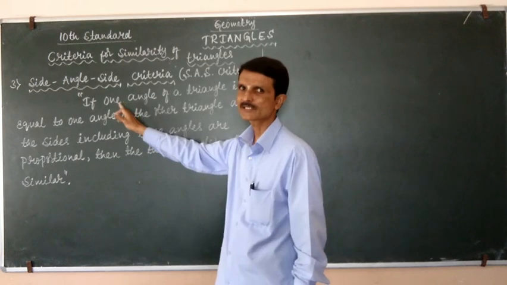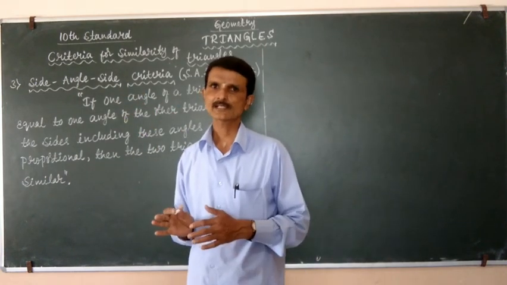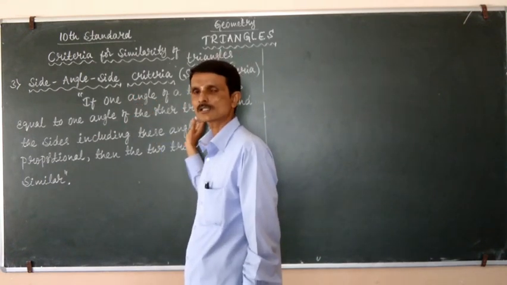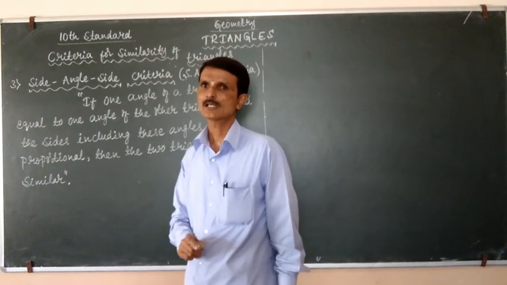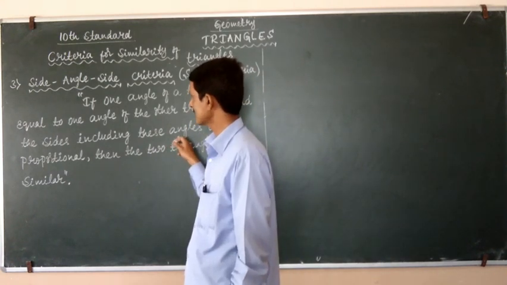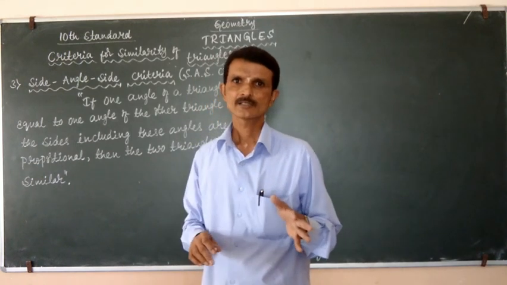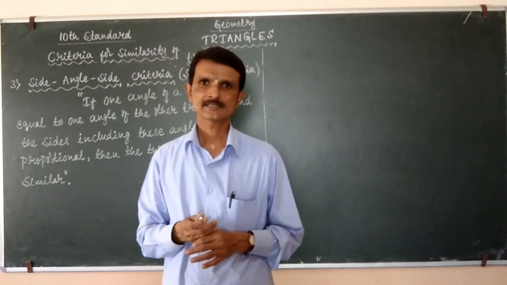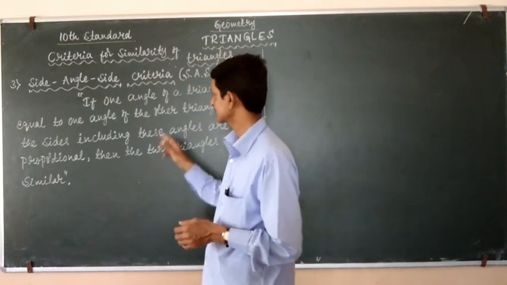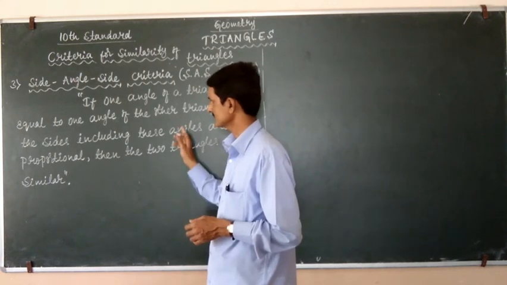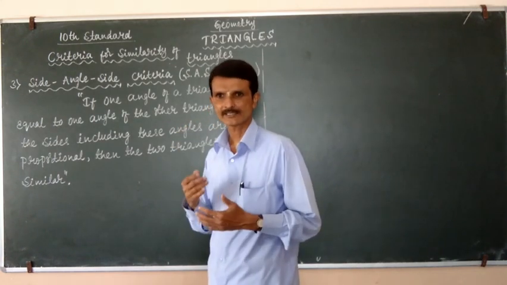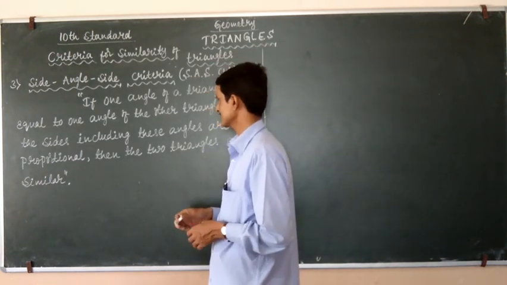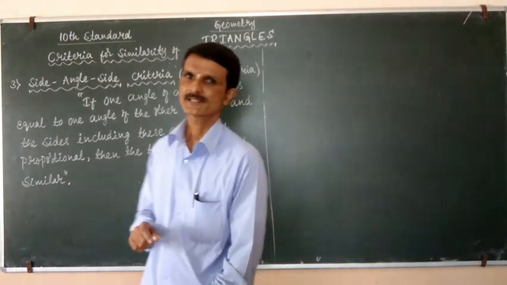Students, observe this statement. We are going to compare any one angle of one triangle with the corresponding angle of the other triangle, and here we have to take the sides which include that angle. If their proportion is the same, then we can write those two triangles are similar.